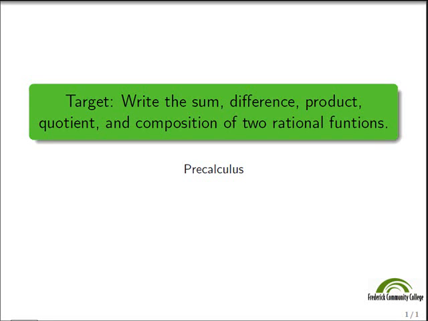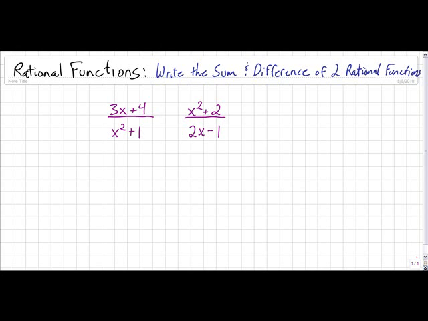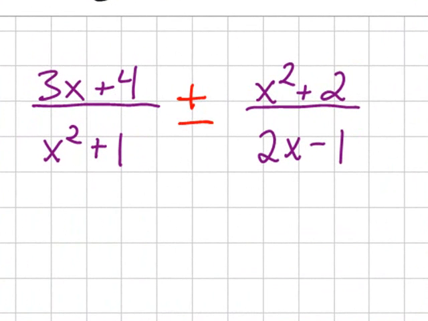Target. Write the sum, difference, product, quotient, and composition of two rational functions. Rational functions. Write the sum and difference of two rational functions. Whether it's sum or difference, it doesn't matter. When you're adding or subtracting rational functions, just like any fraction, you need to have a common denominator.